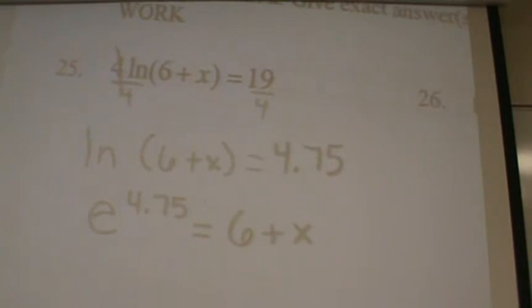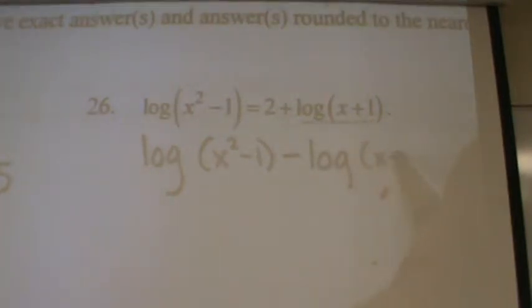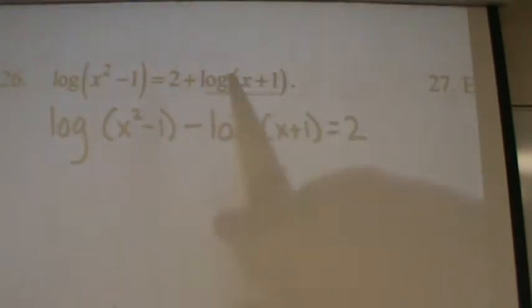How would you do 26? I would do some moving around. I would move this to the other side. I would write this as the log of x squared minus 1 minus the log of x plus 1 equals 2. How would you condense the left side now? Division.